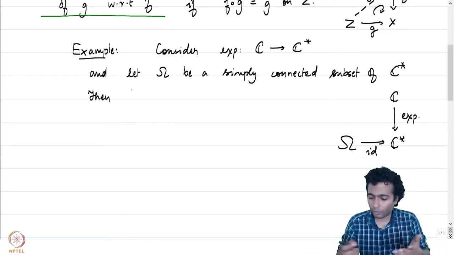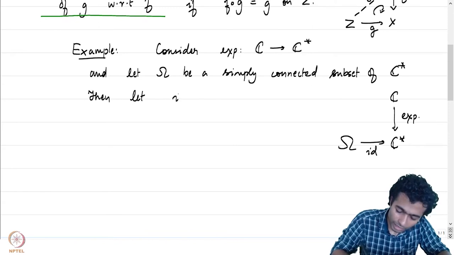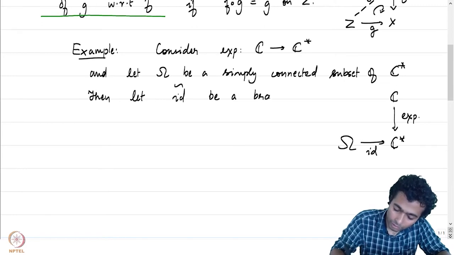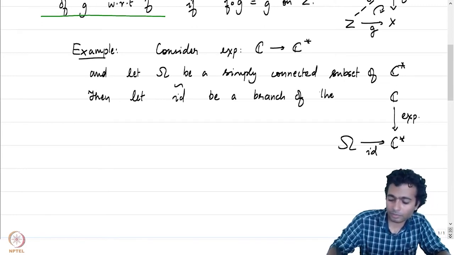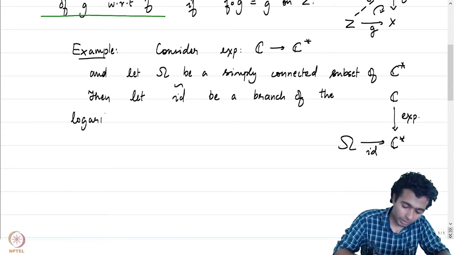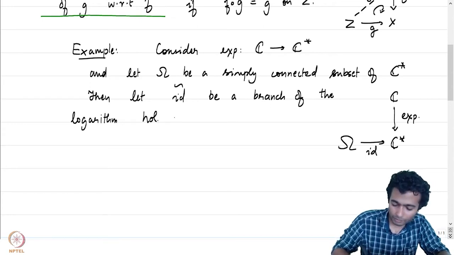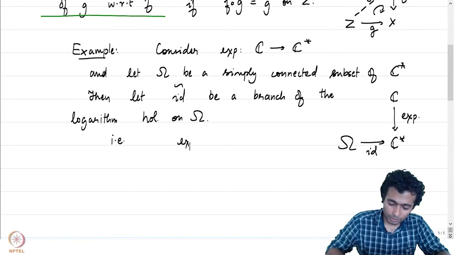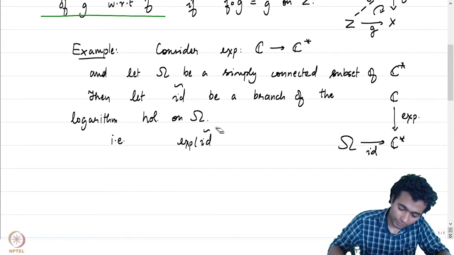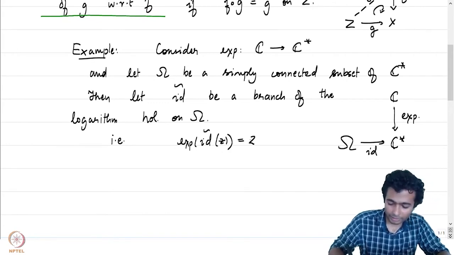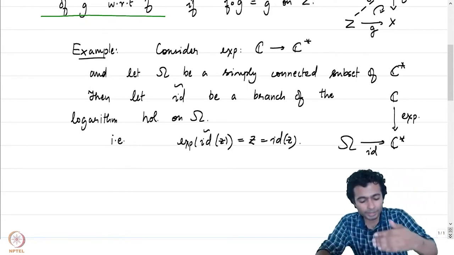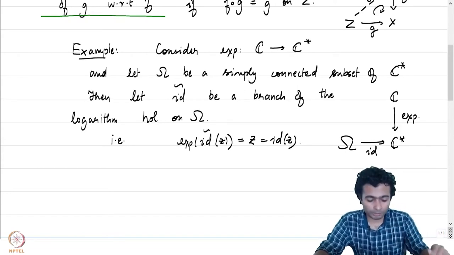Let f, oh I have already taken f, so let's call it I tilde just to be consistent with the notation, be a branch of the logarithm which is holomorphic on omega. What does that mean? I.e., if you look at exp composed with I tilde, that's just going to be exp of I tilde of z. That's going to be equal to z, which is the same as I of z, right? This is precisely what it means for I tilde to be a branch of the logarithm.